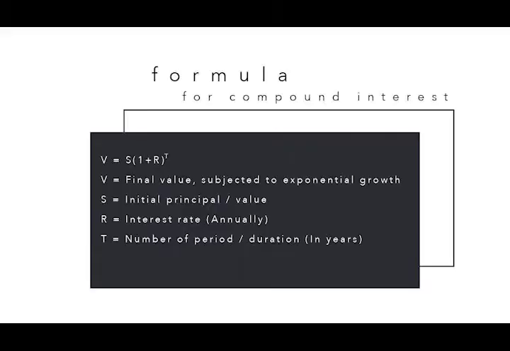Here's the formula for compound interest. V, which is the final value subjected to exponential growth, equals S, the initial principal, times 1 plus R, the interest rate, to the power of T, which is the time in years.